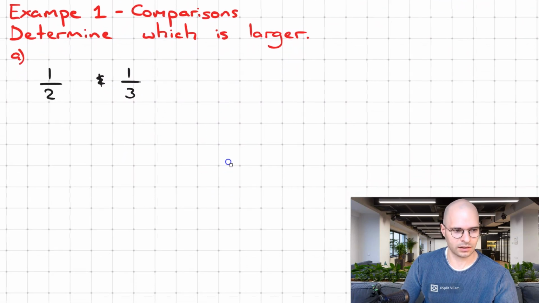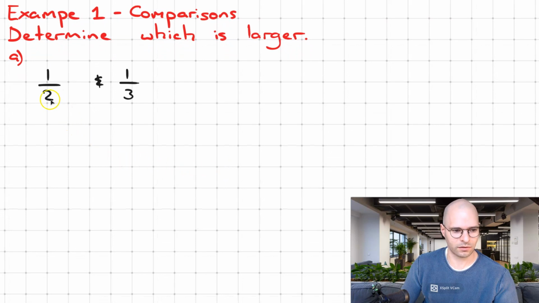So as mentioned, the way in which this will be done is first we represent the fractions as having the same denominator. Then we're going to compare the numerators. So step 1, making them have the same denominator. First thing I'm going to do is get the fraction 1 over 2.